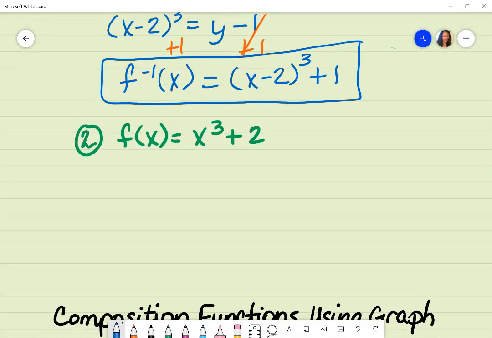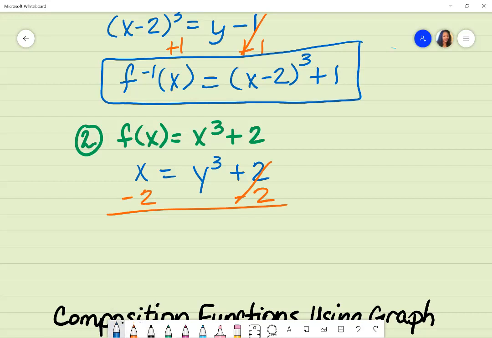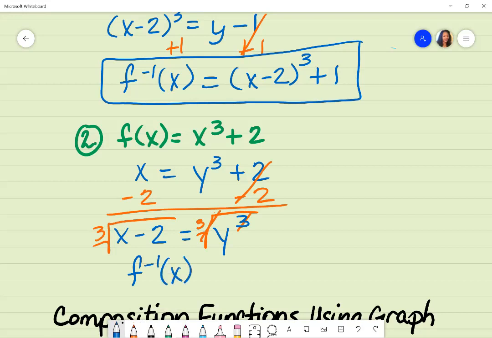Let's do this one. First step, swap your x's and y's. So this becomes an x, this becomes a y. And then I'm solving for y. So I want to undo. Negative 2, negative 2. This side becomes x minus 2 equals y cubed. Well, I just told you the inverse of a cube is a cube root. Well, I said the inverse of a cube root is cube, but same thing. What I do to one side, I do to the other. My y becomes f inverse of x is equal to the cube root of x minus 2.